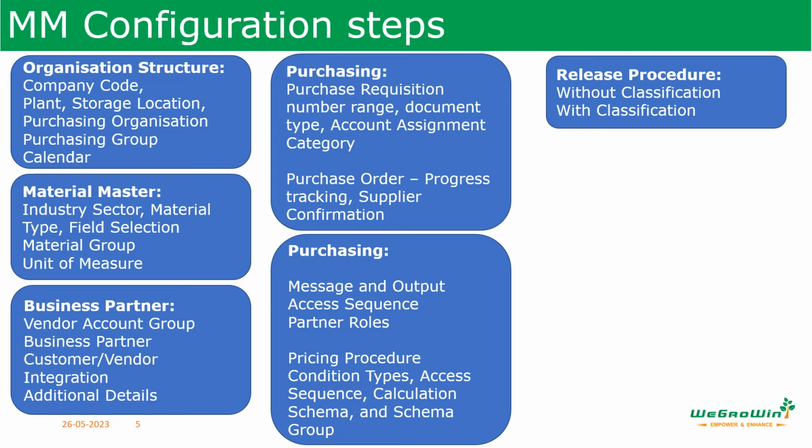Various steps involved in MM configuration are shown here. In this session, we will be discussing the configuration of the purchasing documents like number range, document type, account assignment, and then purchase order progress tracking and supplier confirmation.